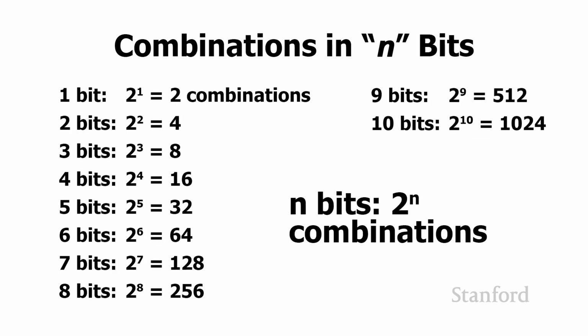So we've seen that in 1 bit, we can represent 2 combinations. In 2 bits, we can represent 4; in 3, 8; in 4, 16. And it turns out there's a simple formula here. If we have n bits, we can represent 2 to the n combinations. Here you can see the number of combinations we can have for 1, 2, 3, 4, 5, 6, 7, 8, 9, and 10 bits.